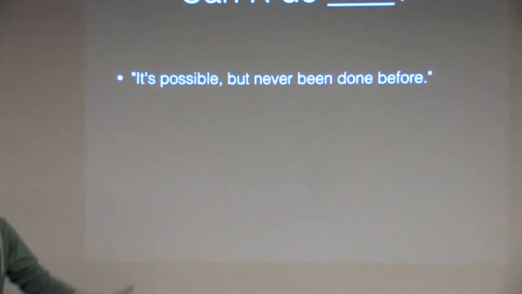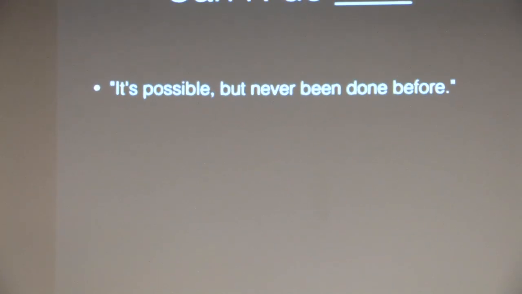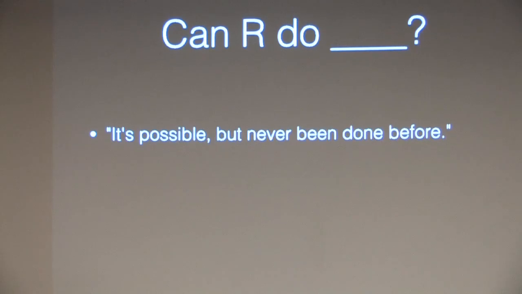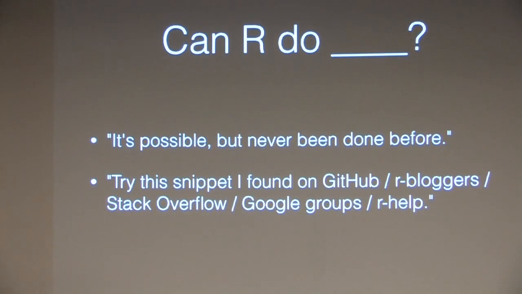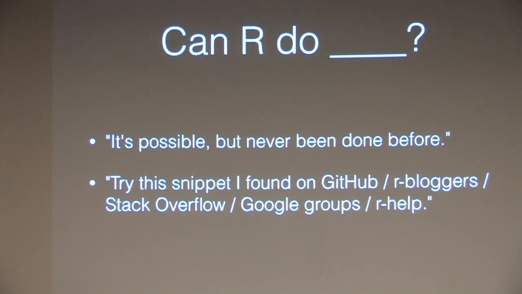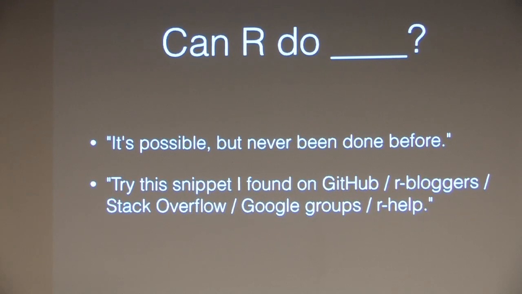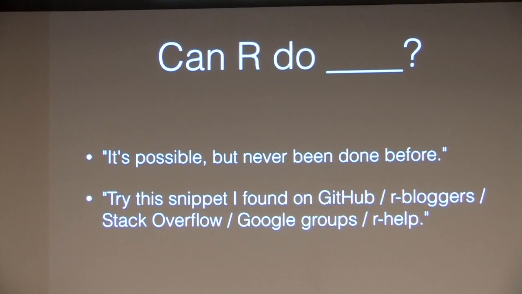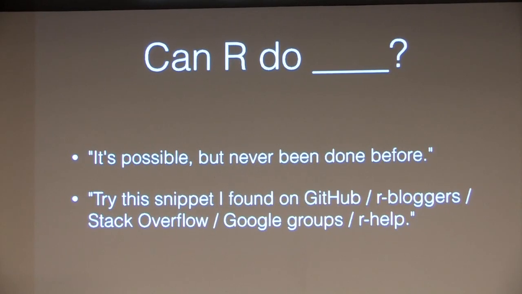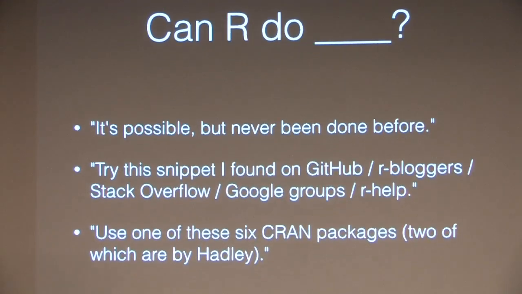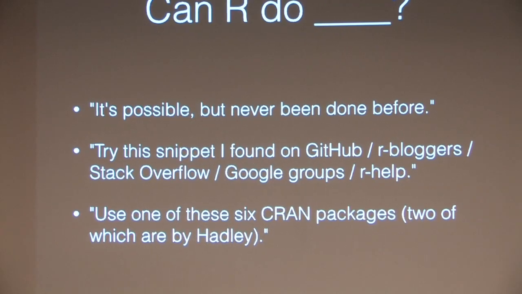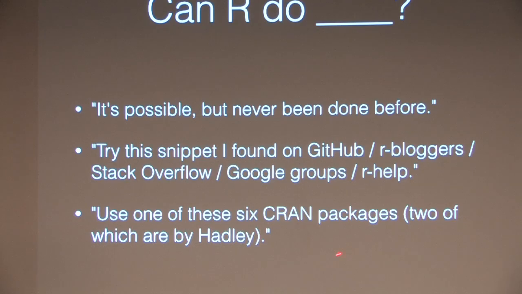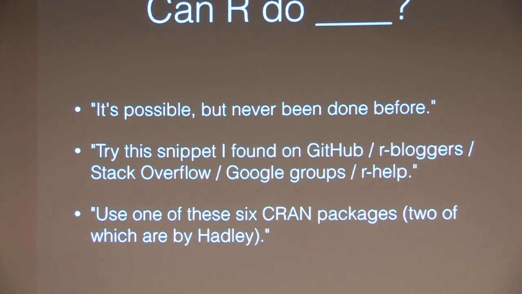R is a programming language. It's possible, but it's never been done before. Once the first few people figure it out, they'll say, try this snippet I found on GitHub or R bloggers, Stack Overflow. The information's out there. It may not be easy, but you can do it. And if it turns out to be something that's really useful and somebody goes through the trouble to really make it easy, then you can say, use one of these 6 CRAN packages. That's the total other end of the spectrum. So on one end of the spectrum, it's possible, it's going to hurt. On the other side, of course, you just do it.